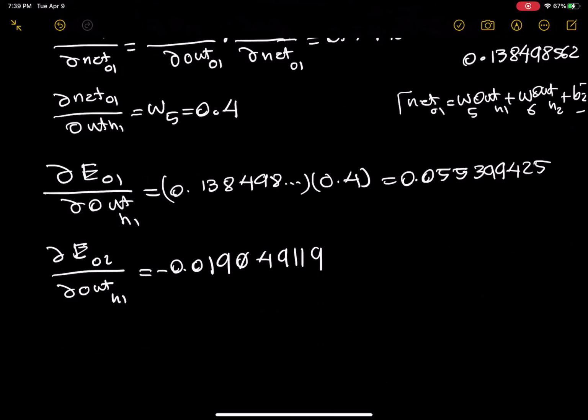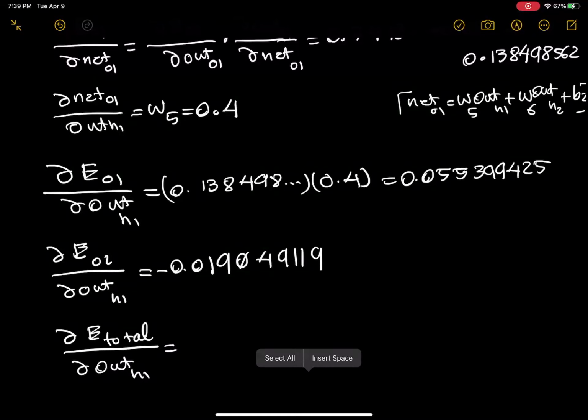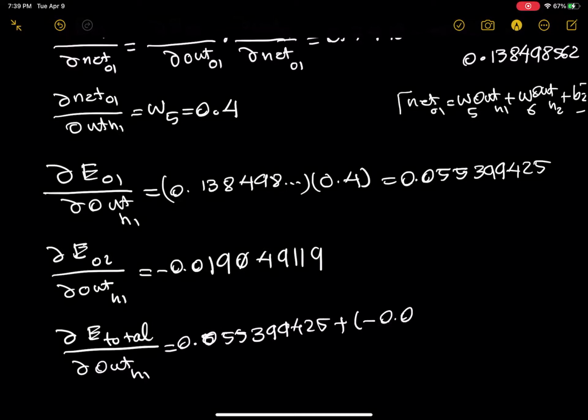So I'm going to write it here. The amount of E of total with respect to out H1 is equal to the summation of those two, which I already have. I'm going to just write the numbers here: 0.05539425 minus 0.019, the rest, which would give you 0.03635036.